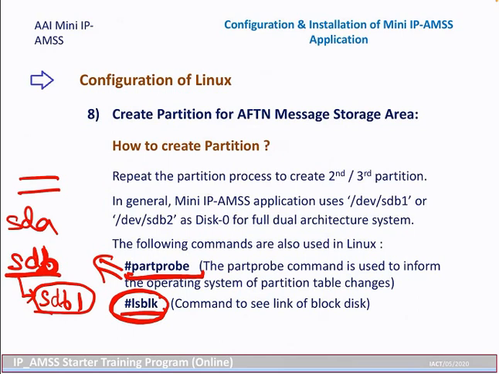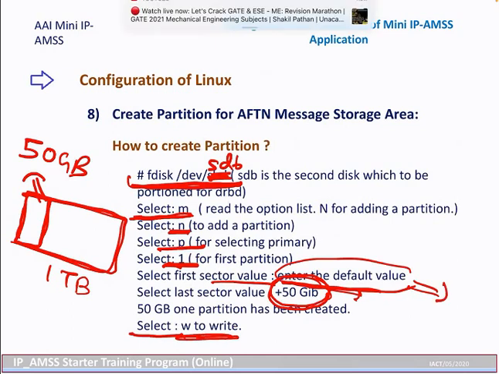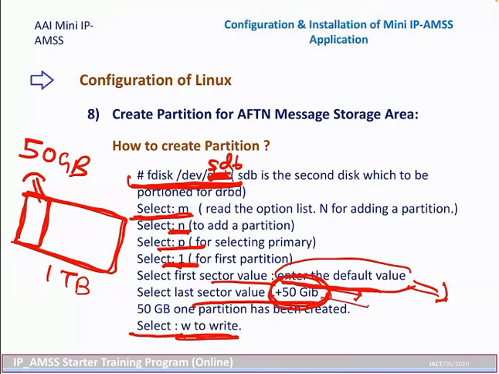In the previous step, the system already sets the first sector value, some default value. Press enter, and after that, the last sector value you have to enter. That is 50 GB or 100 GB, whatever you are supposed to do. So for Goa, 50 GB. The first sector will be default by the system.